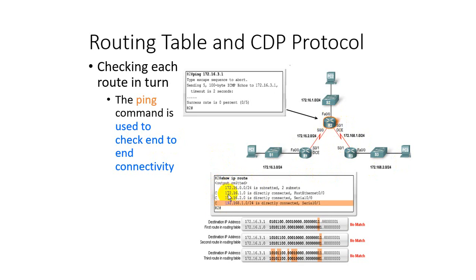all the directly connected networks 1.0, 2.0, and 192.168.1.0, which have their exit interface. The exit interface is something of its own router. Destination IP address 192.168.3.1: the first route in the routing table is 192.168.3.1, that's no match. Destination IP address 172.168.3.1: the second route in the routing table is 1.0.